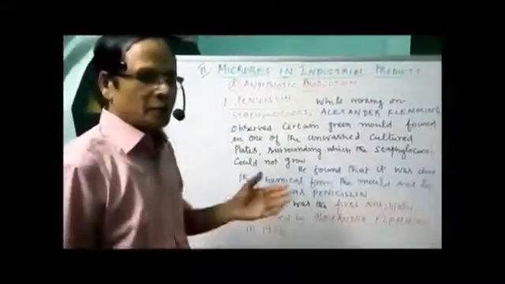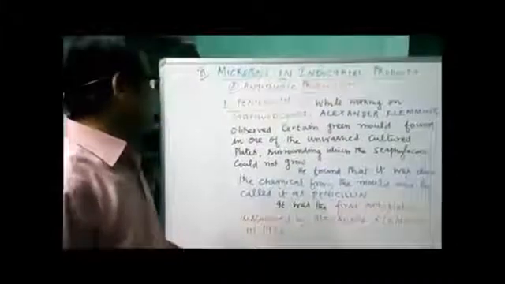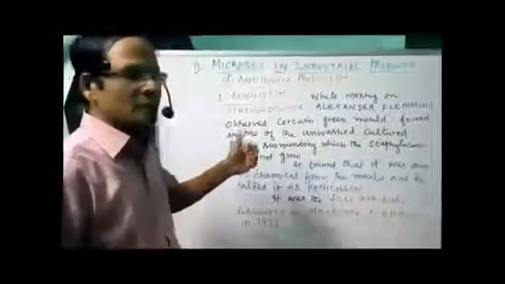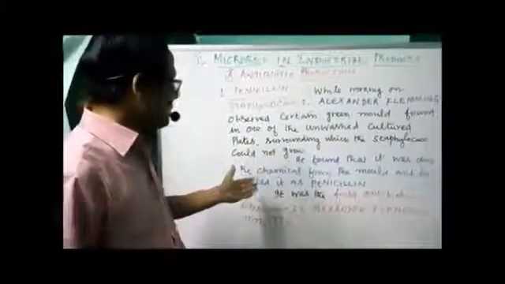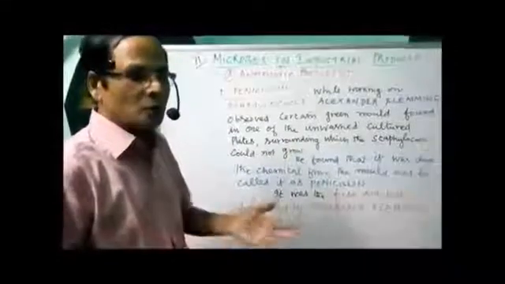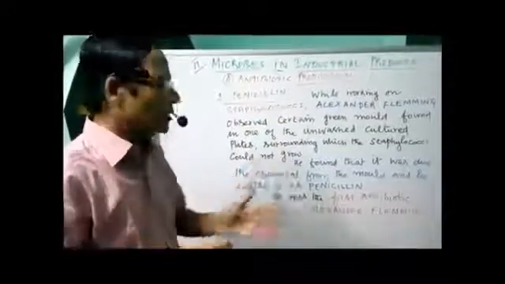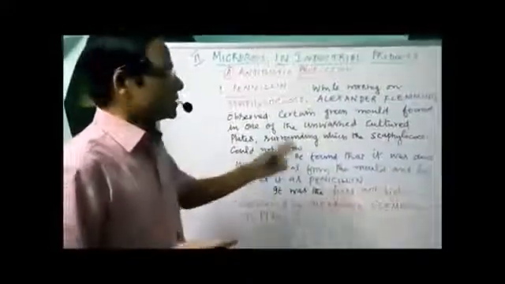So penicillin: while working on staphylococci bacteria, Alexander Fleming observed a certain green mold. Penicillin is produced by green mold, a fungus, found in one of the unwashed cultured plates, around which the staphylococci could not grow. That means the chemical killed the microorganism Staphylococci. So he found that it was due to the chemical from the green mold. That chemical didn't allow the Staphylococci to grow and killed them, and he called that chemical penicillin.